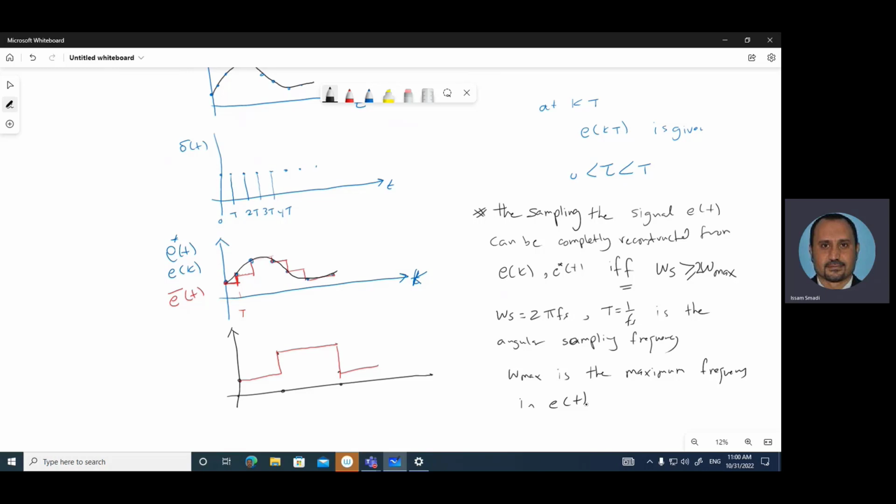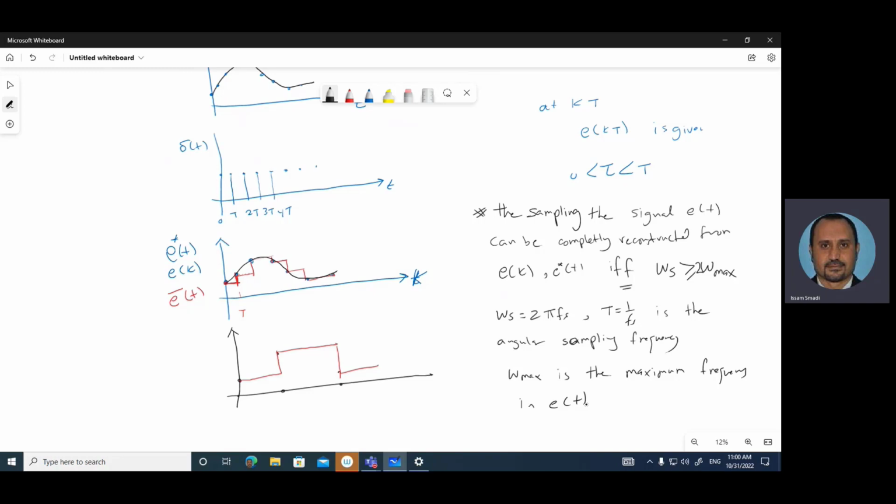I'm doing my calculation. Now I need to inject the signal that I calculate based on the sample. This one must be reconstructed. Why? Because now I need to inject it into a physical system, and this system accepts an analog signal. So I need to reconstruct.